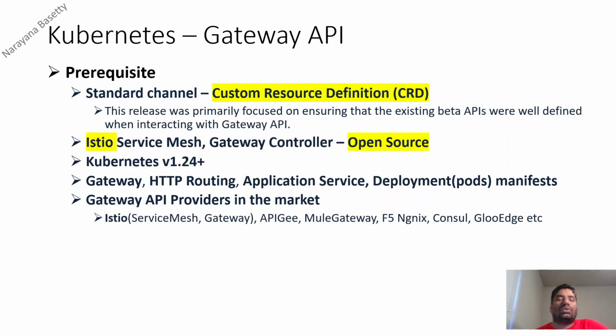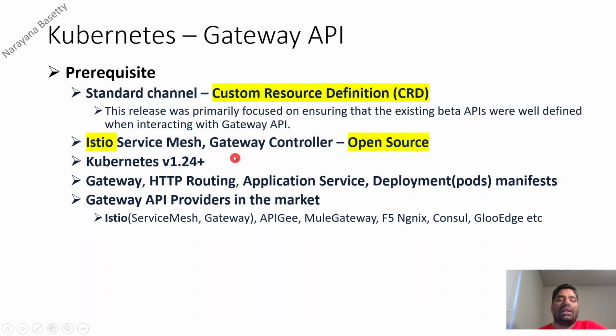So to have the demonstration, we must have these prerequisites. For the standard channel, if you want all these details, please refer to part 10. The standard channel, which is the one I'm going to use, defines the custom resource definitions, which are essentially required to apply in the running Kubernetes engine. This release was primarily focused on ensuring that the existing beta APIs were fully defined when interacting with Gateway API.